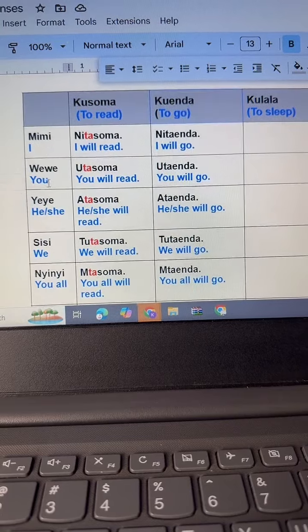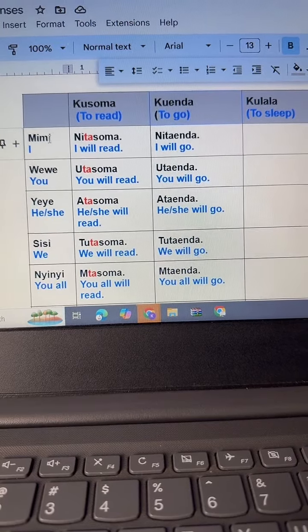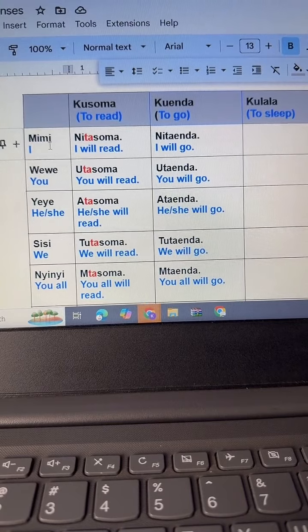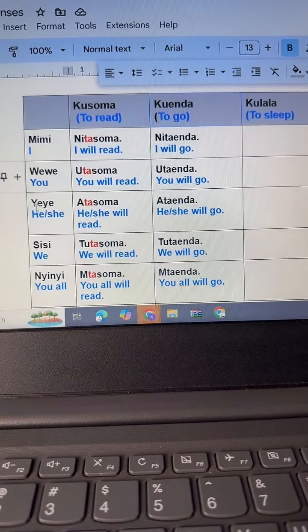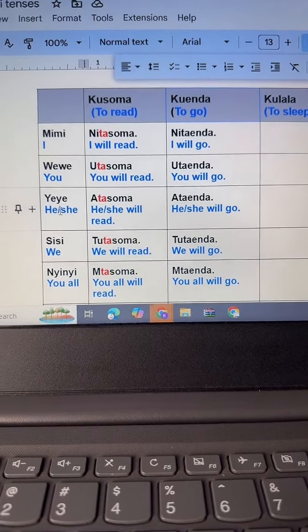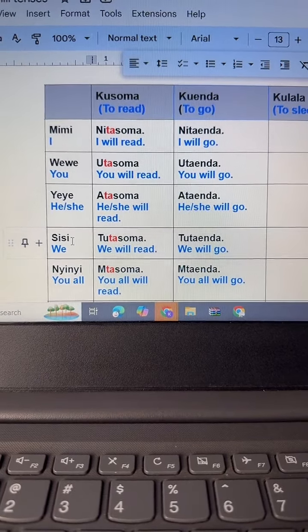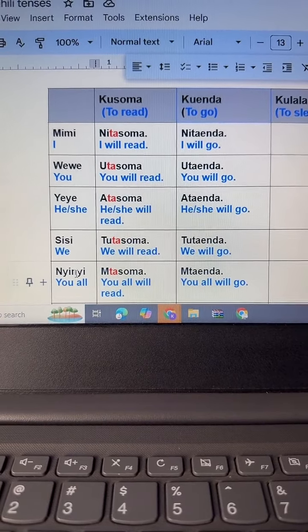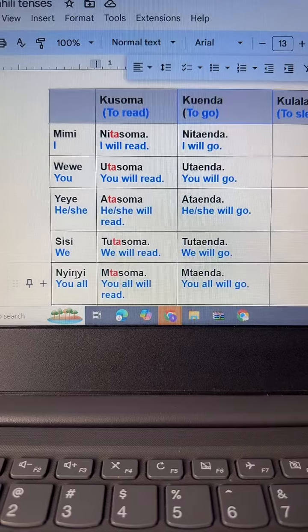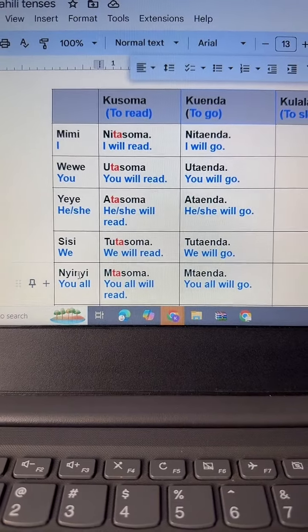Now we have on this side, these are personal pronouns, Swahili personal pronouns. Mimi, this is I. Wewe is you. Yeye is he or she. Sisi is we. Nyinyi is you all.